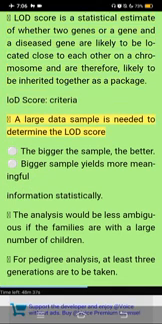Log score criteria. A large data sample is needed to determine the log score. The bigger the sample, the better. A bigger sample yields more meaningful information statistically. The analysis would be less ambiguous if the families have a large number of children. For pedigree analysis, at least three generations are to be taken.